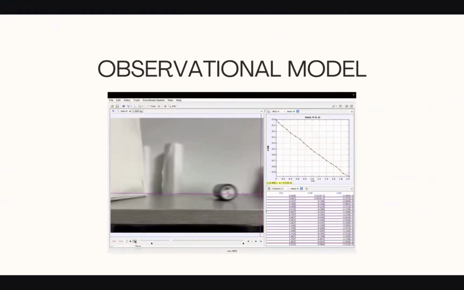This is the observational model. Each red marking on the visual represents the different positions that the tracker app tracks as the object moves. The graph on the right is a position versus time graph, and as you can see, it displays a linear slope, which indicates the object's constant velocity during the experiment.